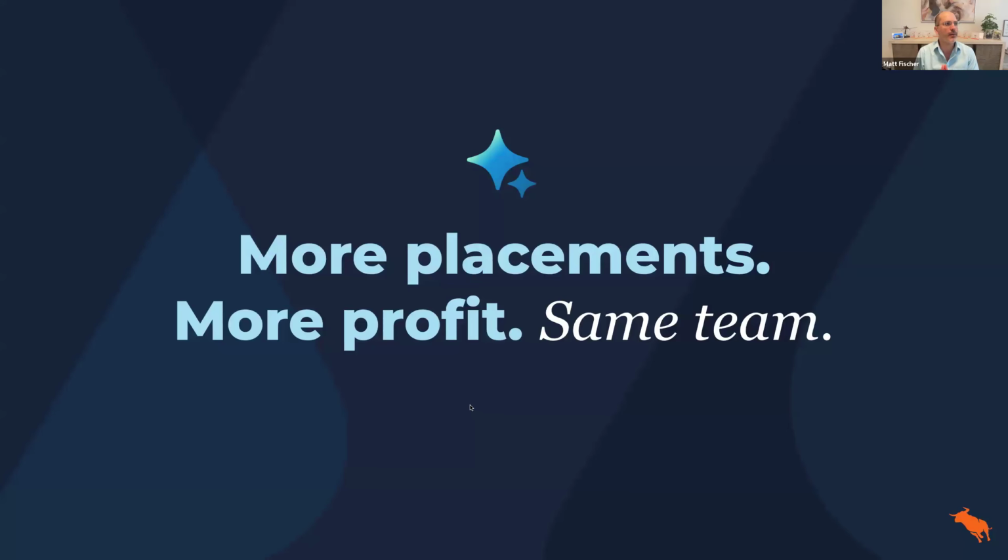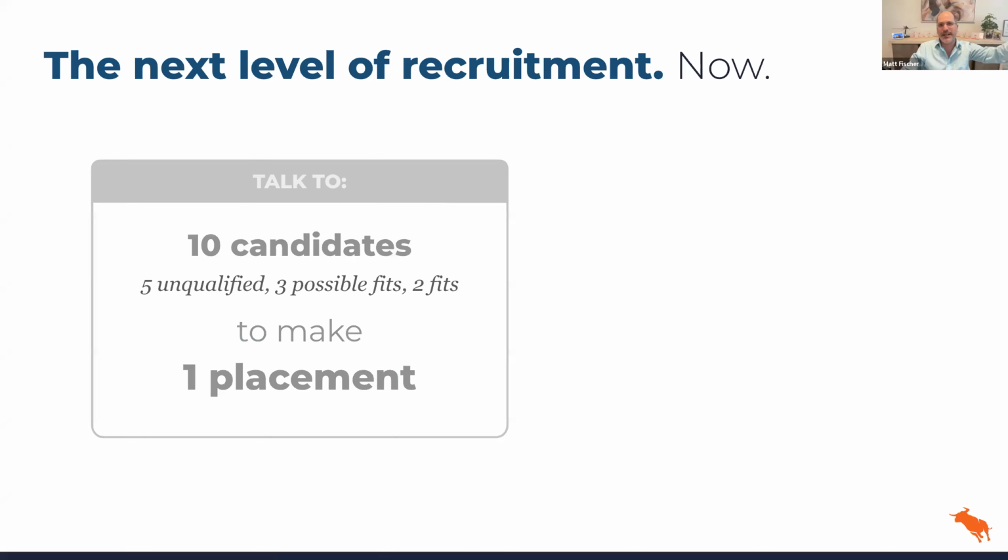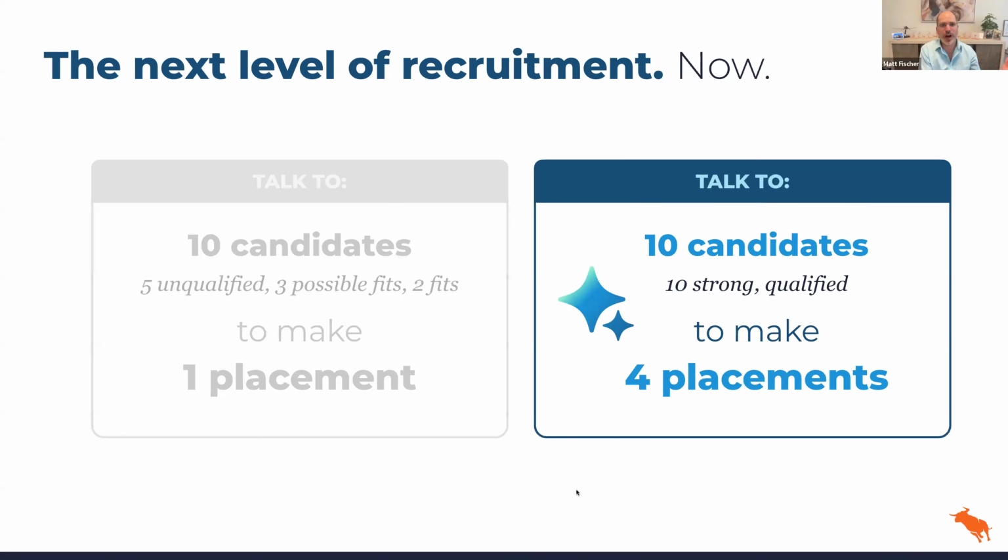The point here, and we're going to explain why this is possible, is essentially to make more placements and more gross profit with the same team that you have. And it all ties back to what Jason was talking about in terms of automating a lot of the top of the funnel activities. If you think about what is happening today, we're suggesting that the recruiters will have the same number of conversations with people as a result of using agentic AI. And today, those recruiters are talking to 10 candidates.